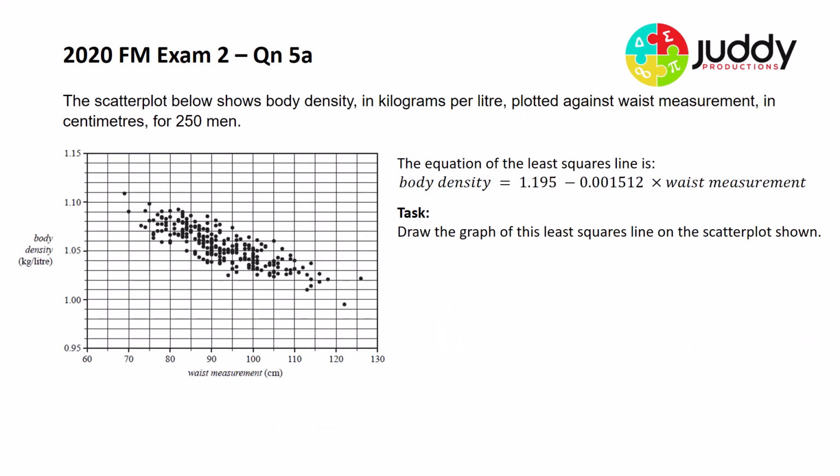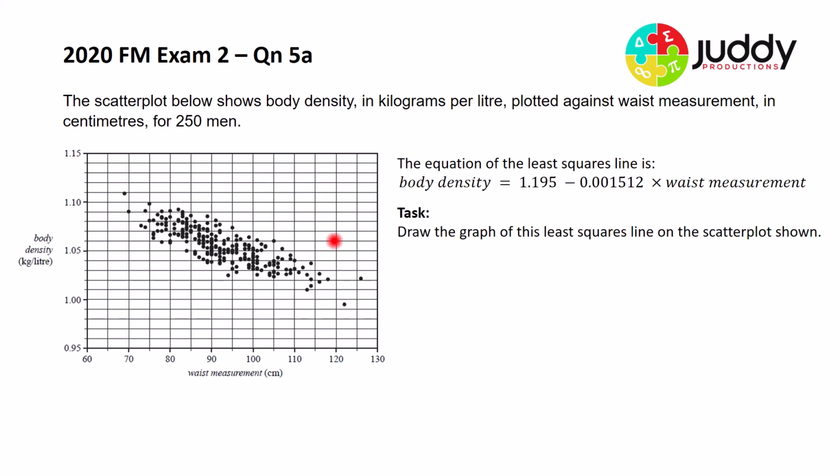Third example, 2020 Further Maths Exam 2, question 5a. The scatter plot below shows body density in kilograms per litre plotted against waist measurement in centimetres for 250 men. The equation of the least squares line is body density equals 1.195, take away 0.001512 multiplied by the waist measurement. And the task is to draw the graph of this least squares line on the scatter plot shown.